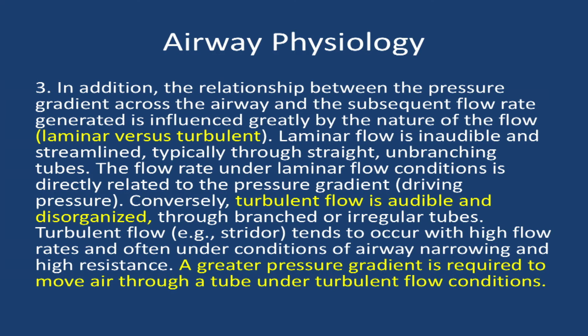Laminar flow is inaudible and streamlined, typically through straight, unbranching tubes. The flow rate under laminar flow conditions is directly related to the pressure gradient, or the driving pressure. Conversely, turbulent flow is audible and disorganized through branched or irregular tubes. Turbulent flow, for example stridor, tends to occur with high flow rates and often under conditions of airway narrowing and a high resistance. A greater pressure gradient is required to move air through a tube under turbulent flow conditions.